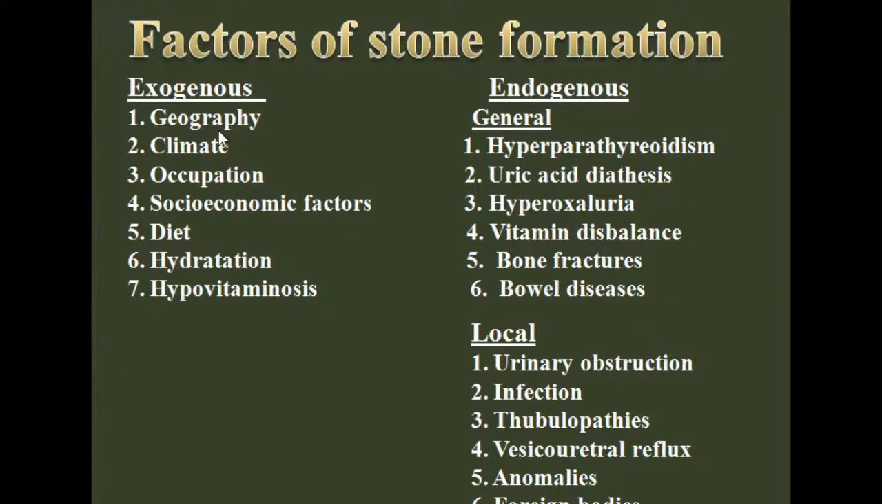Reasons for geographic and climate variances are unclear. Climate, dehydration, and increased production of different vitamins may also lead to stone formation. Urinary stone disease is more common in sunny, warm climates and seasonally during summer months. Next, occupation. Even occupation influences stone formation and the frequency of stone formation.